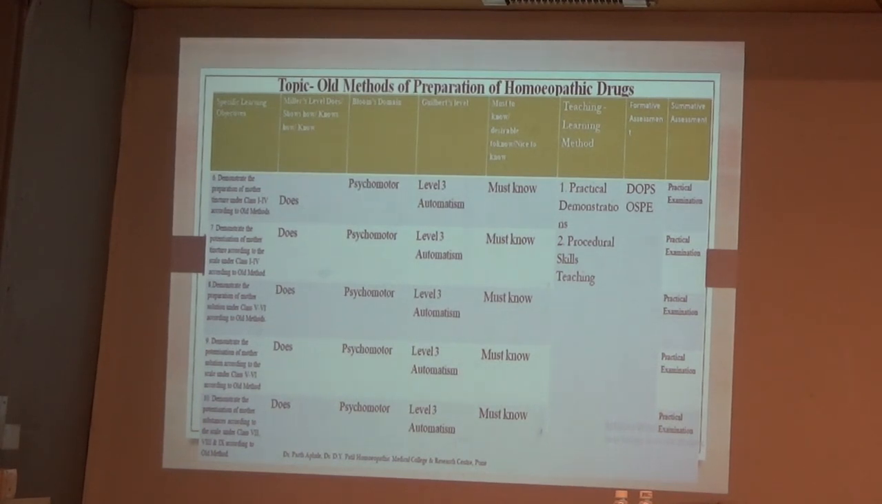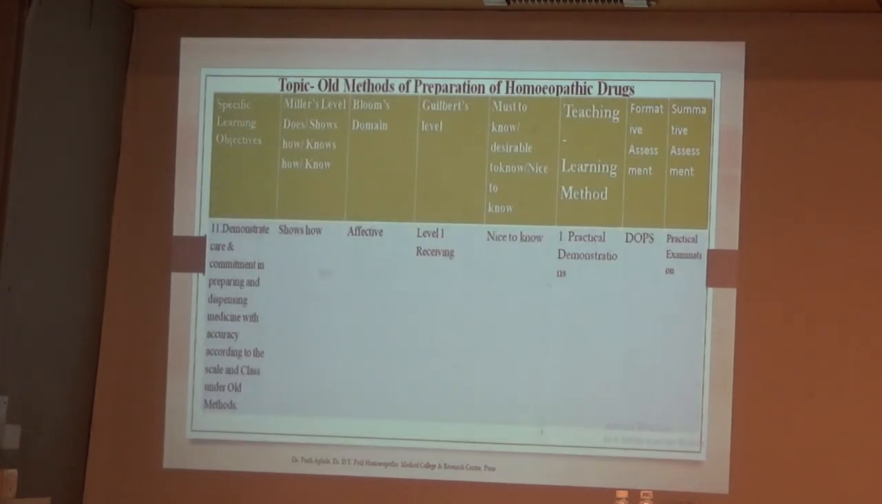So for assessing the practical skills, practical examination is there. Practical experiments can be given to the students. The examiner is standing and the student is doing the experiment. You are seeing whether the student is doing it properly or not. Lastly, he must show care and commitment by dispensing and preparing according to the whole method. Here it is care and commitment, that is why it comes under the affective domain.